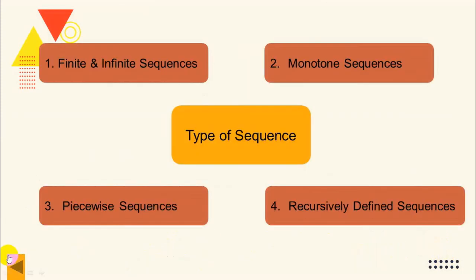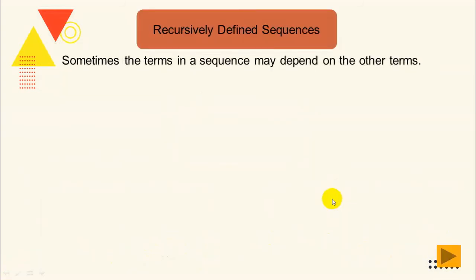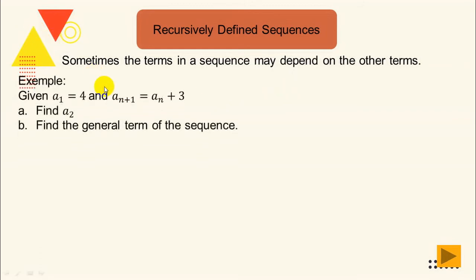Okay? So now we will talk about recursively defined sequences. What is a recursively defined sequence? Sometimes a term in a sequence might depend on other terms. They need another term to be able to find their term. What's that meaning? Let's see. Given a1 equal 4 and a_(n+1) equal a_n plus 3, you need to find the second term and then you need to find the general term of the sequence.